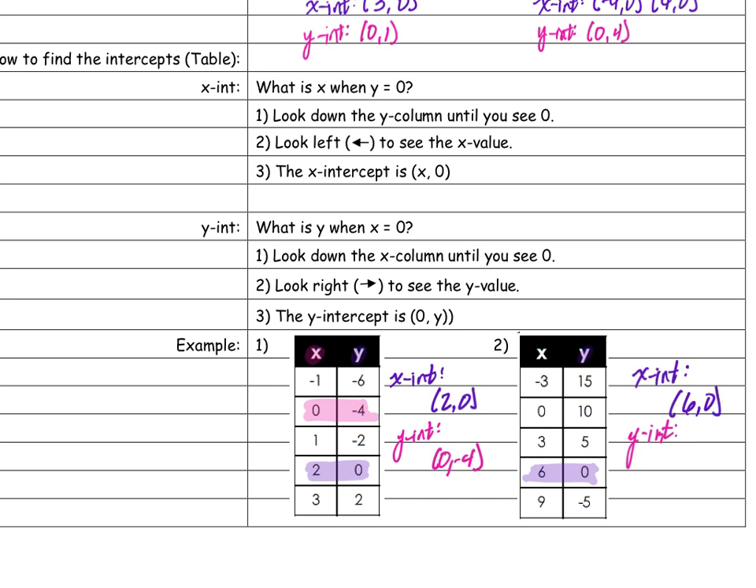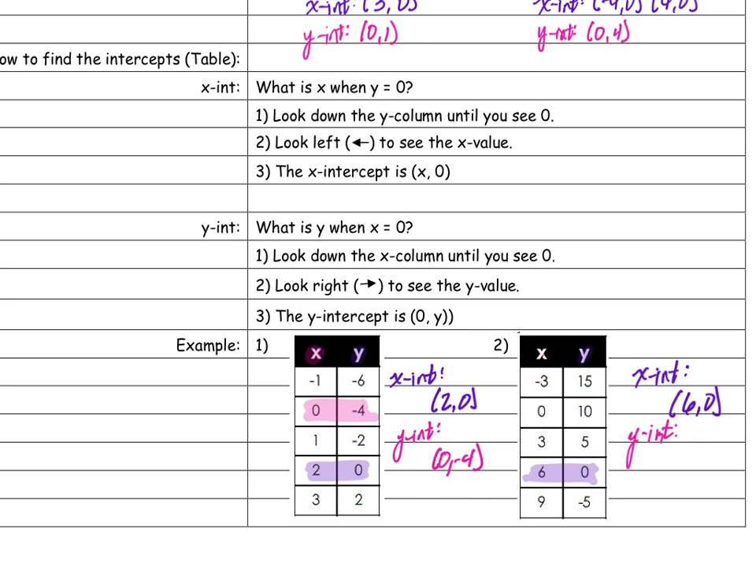Now I do need to say this. Not all tables will have an x and a y-intercept. Some might only have one or the other. Some might not have any. All the ones we've picked out for you will have both of them, but you will see some, maybe in the future, that only has one or the other and not both. So be aware of that fact that not all tables will give you both an x and a y-intercept, okay?